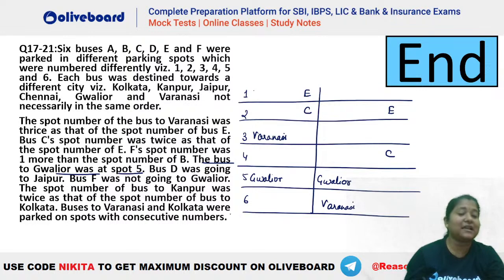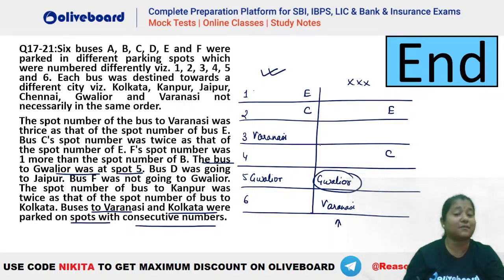But if you check the last line here, what is given in the last line? Buses to Varanasi and Kolkata are parked in consecutive spot numbers. In the second case, you cannot place your Kolkata because Gwalior is already here, isn't it? That makes this particular case invalid and this the valid case here. Okay, now let's see what else we have here.